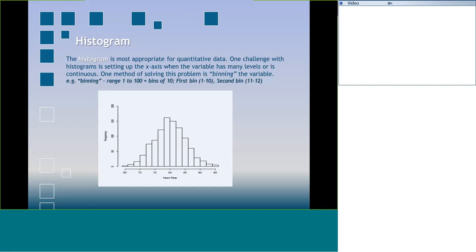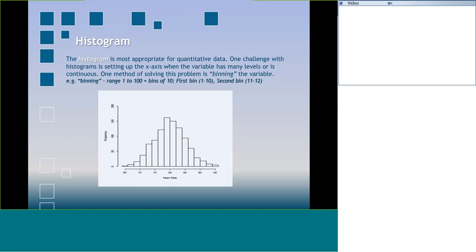One challenge with histograms is setting up the x-axis when the variable has many levels. To solve this problem, we use something called binning. This is done by combining levels of a variable into one unit. For instance, if a variable can range between 1 and 100, we could create bins of 10 in order to plot the variable. The first bin would represent all scores between 1 and 10, the second all between 11 and 20, and so on.